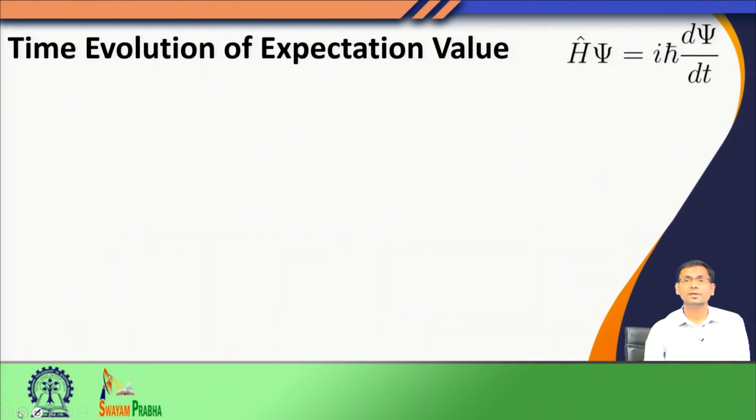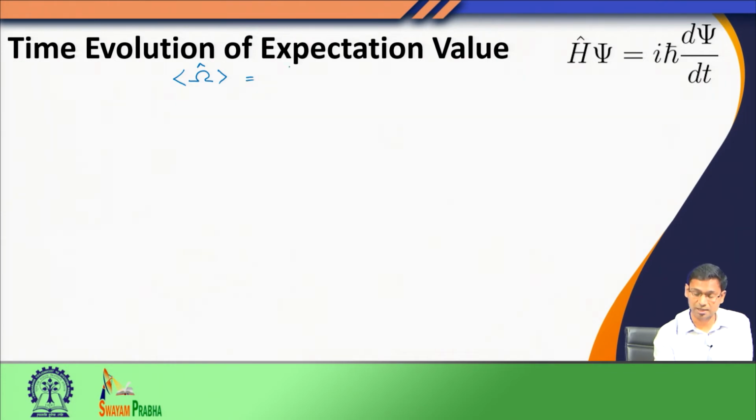Let us now discuss the time evolution of the expectation value. For that, let us define an operator omega, which does not have explicit time dependence. This is very important: this operator does not have explicit time dependence. What is its expectation value? Its expectation value is given by this.